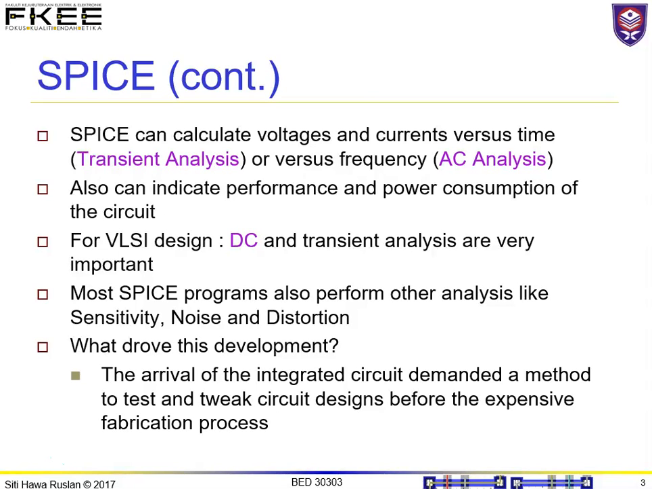So SPICE can calculate voltages and currents versus time. This is called the transient analysis. Or it can calculate voltage and current versus frequency, which is called the AC analysis. Also, it can predict performance and power consumption of the circuit. Other than these two analyses, you can also do the DC analysis. For DC analysis, you will calculate all the important points, meaning that for all the transistors in your circuit, you will check whether the transistor will be in the saturation region and so on.